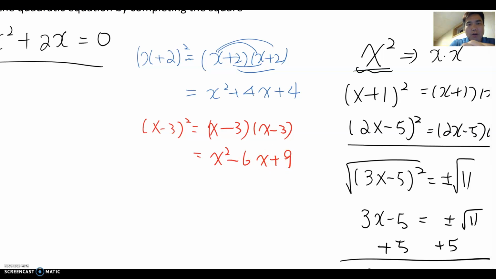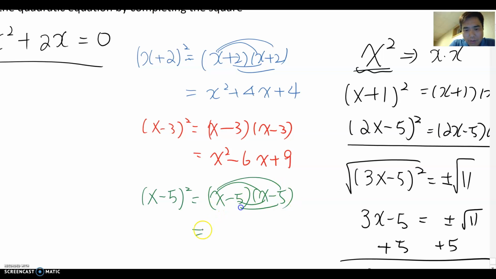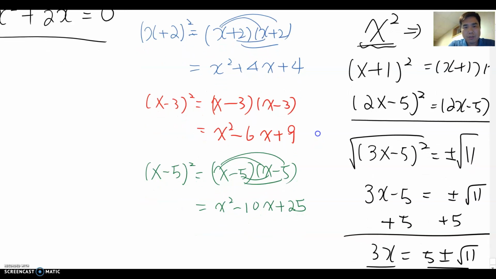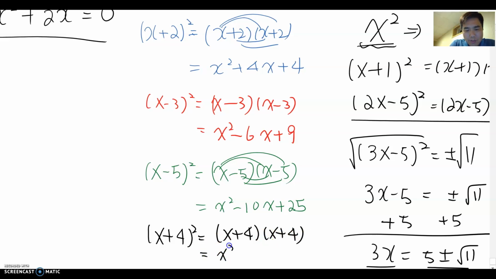So I'm going to write one more and then we can talk about some pattern here. So what about x minus 5 squared? Then this becomes x minus 5 times x minus 5. So you fold them out, then this comes out x squared minus 10x plus 25 here. Just make one more so that it can be really clear. We can talk about the pattern here. So x plus 4 squared, then x plus 4 times x plus 4. You fold them out, this comes out x squared plus 8x plus 16.